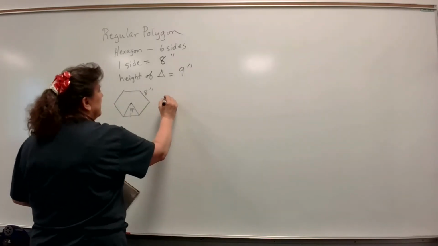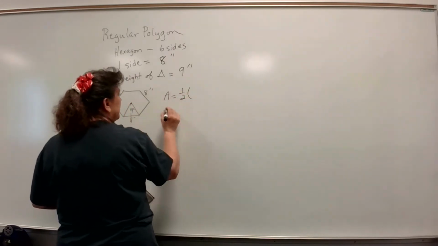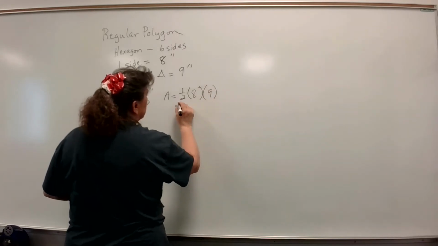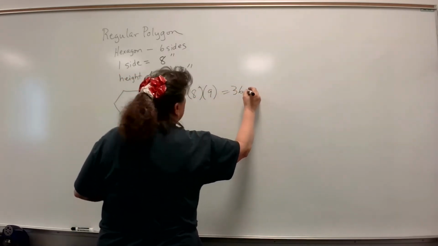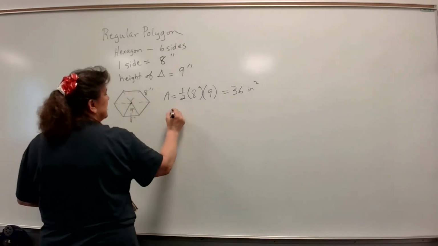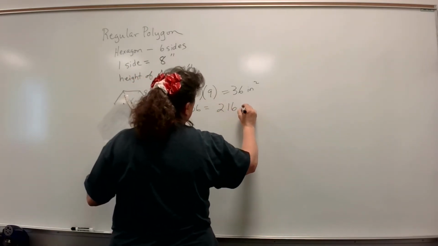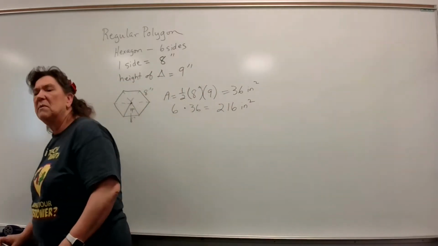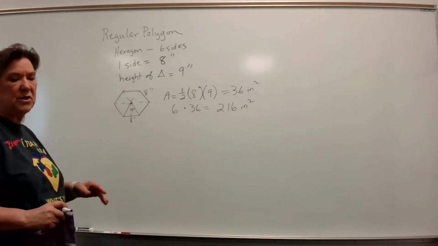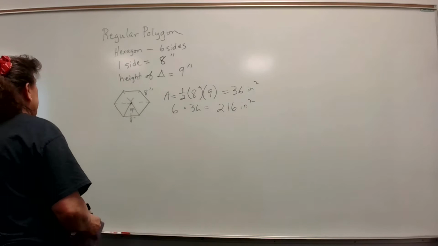Okay, so the area of one triangle would be 1/2 times my base, which is 8 because all of the sides are the same length, times my height, which is 9. So this is 4 times 9, which is 36 inches squared. And there are 6 of these triangles inside this hexagon. So 6 times 36 is going to give you 216 inches squared. Now, those measurements may not be realistic for a hexagon, but whatever they give you, go with it. Don't even question whether they're realistic or not, okay? So we've done those. Now let's look at some other shapes.